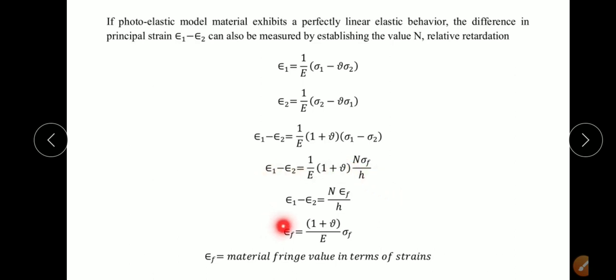So if you simplify this, the term can be written as epsilon 1 minus epsilon 2 is equal to n epsilon f by h. By referring to the stress optic law, you are writing the same equation. By that, the n epsilon f can be written in this form, in this equation. Okay, so like that the equation changes. If you want to determine the material fringe value in terms of strain, you require this equation.